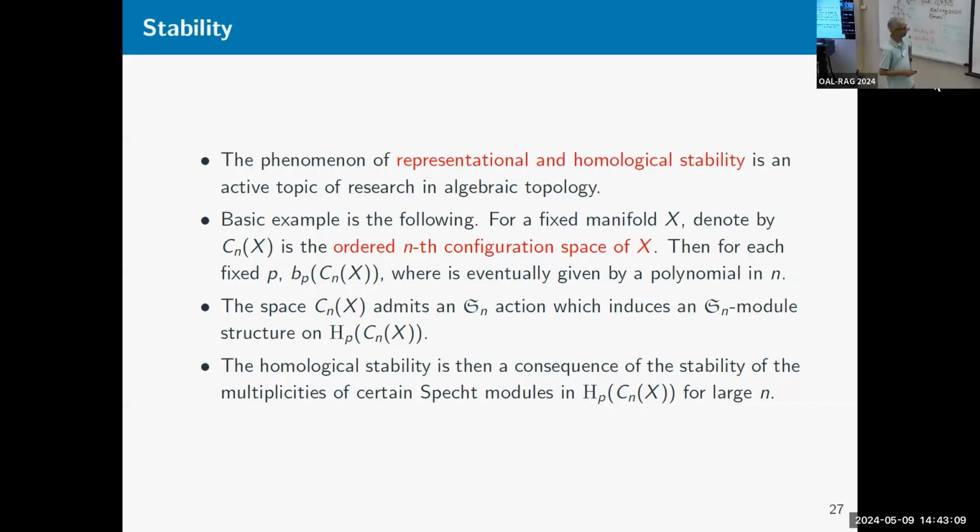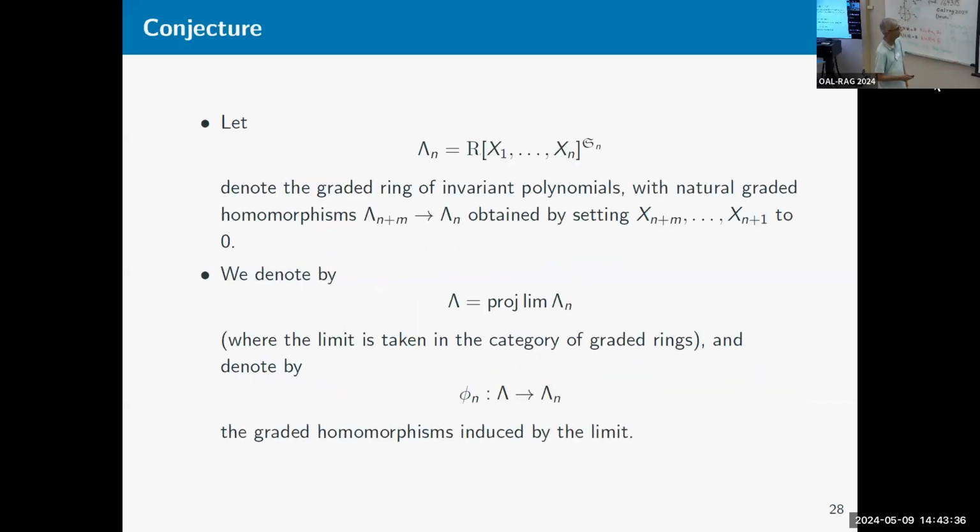And the homological stability, meaning this statement that it is eventually stable, is actually a consequence of the stability of the multiplicities of certain Specht modules in this homology. That whole area goes by the name of FI-modules. There's a category FI of finite sets and injective maps, and there's some very abstract theory that proves all these statements at once. But I don't want to go into this. What I want to talk about is how to interpret symmetric semi-algebraic sets as the number of variables goes to infinity.